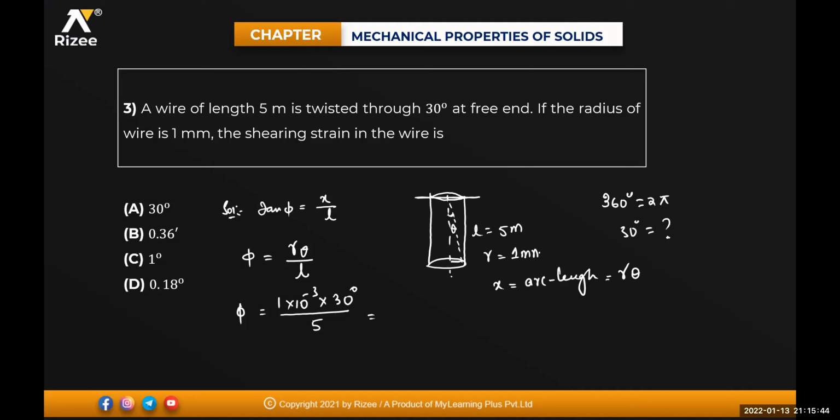Munas Fatima, your voice is breaking. Okay. So how do you write, beta? 360 degrees is 2 pi radians. 30 degrees will be equal to how much? Anyone?